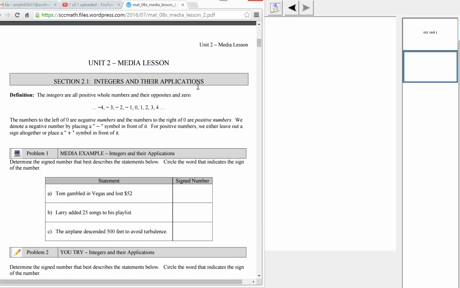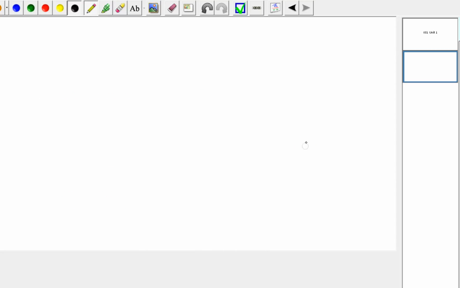And we have some problems here that say, write this as an integer. Tom gambled in Vegas and lost $52. And I'm sure you immediately know what we want students to write here. Okay, so it's circle the word that indicates a sign of the number. Okay, and we would say, okay, he lost $52, so as a signed number, this would be negative 52. But there's something I want to bring your attention to.